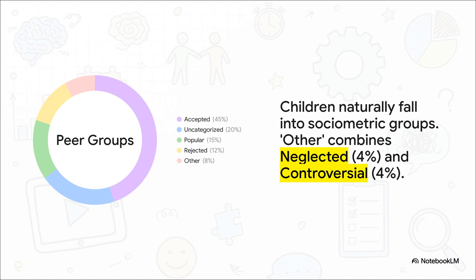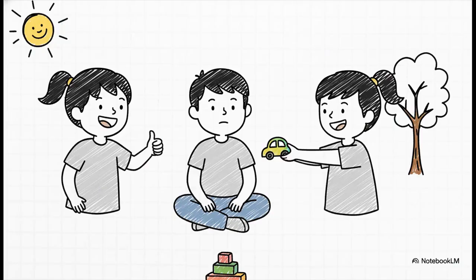What's really interesting is that peer dynamics are complicated. If you look at any classroom, you'll see these natural social groups form. Understanding these different categories helps us see exactly why some children might need a little extra support to find their footing. So, this is where the training gives us a really powerful tool, peer-mediated interventions, or PMI.